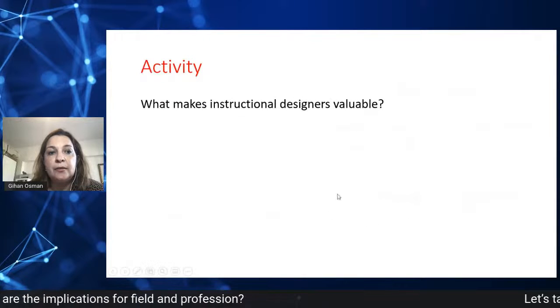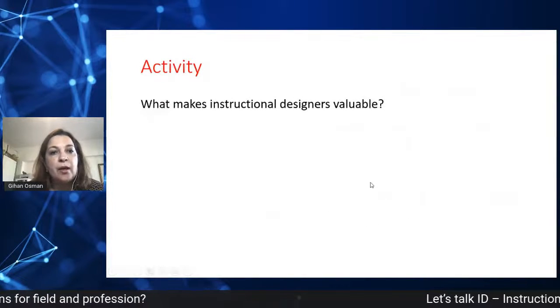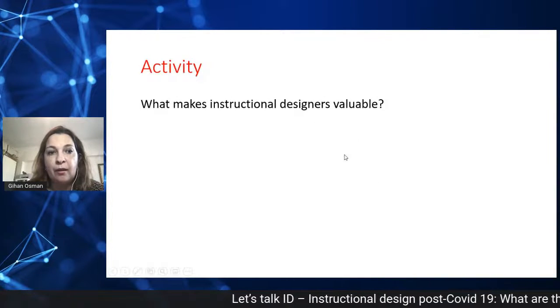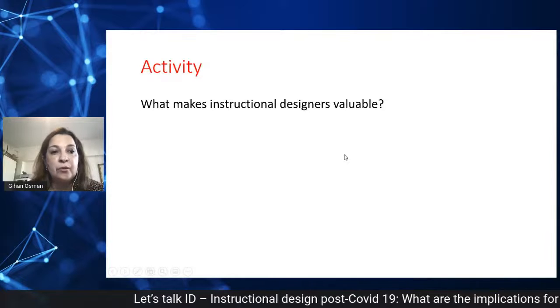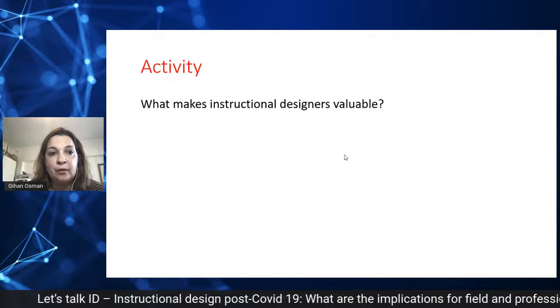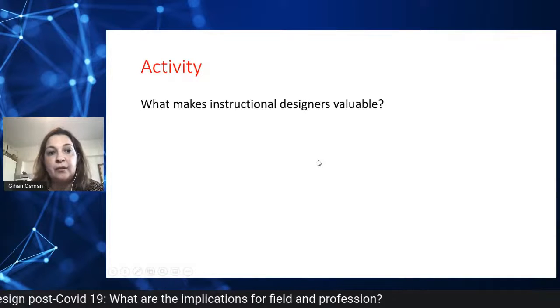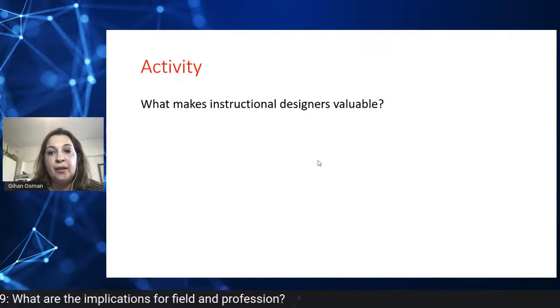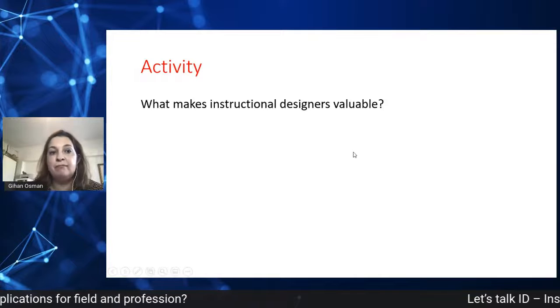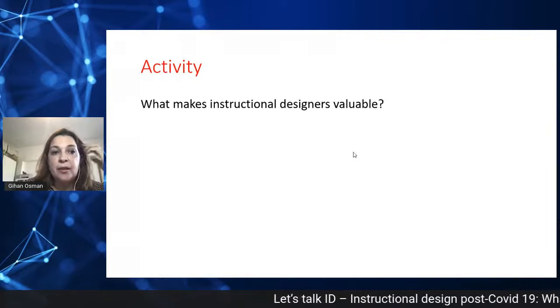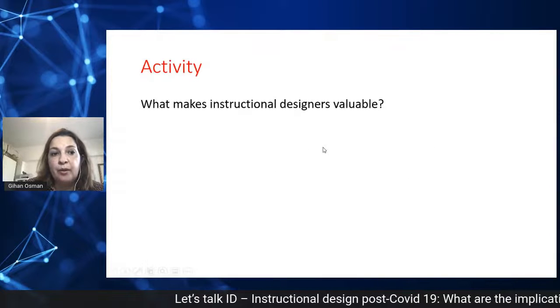And then I have a question, and it's a question that I asked myself during the pandemic as well. What do you think makes instructional designers valuable? People who pertain to that field and are experts in that field. So if you have an idea, maybe just drop a word or a sentence to tell me why you think they are valuable?